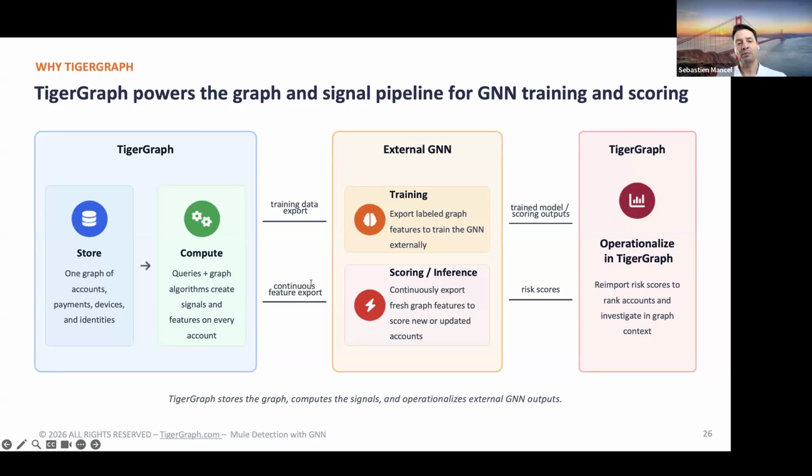The last part is important because the output is not just a score itself. Investigators can see the surrounding money flows, the shared identities, connected accounts, and ring structures that explain why an account was prioritized. So TigerGraph plays an important role here. It stores the connected data, computes the graph signals, feeds the GNN for both training and scoring, and then brings the results back into the graph for investigation.